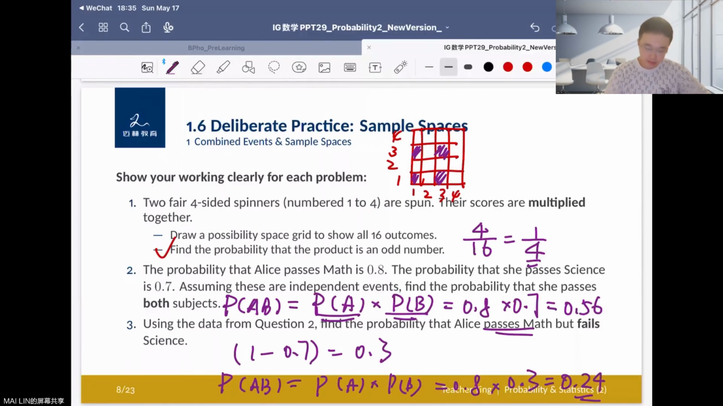So that is the deliberate practice for you. I hope you can understand what it is and how to calculate the total answers right here. They're very important for you, okay? So that's our lesson for today. Hope you can try to understand how to calculate the combined probability here.